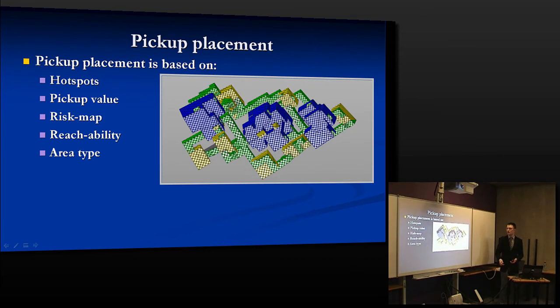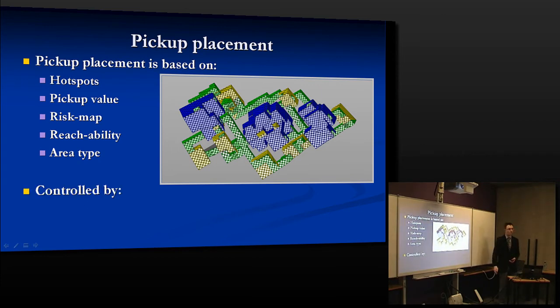And finally, we have the area type. So some pickups prefer to be placed in rooms, some pickups will prefer to be placed in corridors, or others just don't care. And then there's also, for example, the center of a room or the sides of a room. We have ramps, can they be placed on ramps or not, objects, etc.